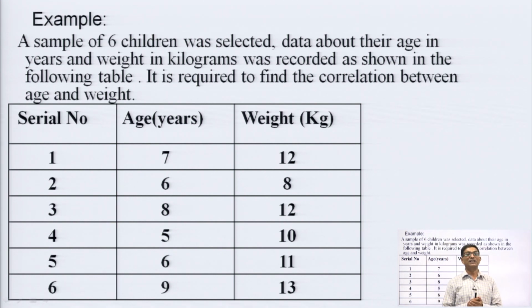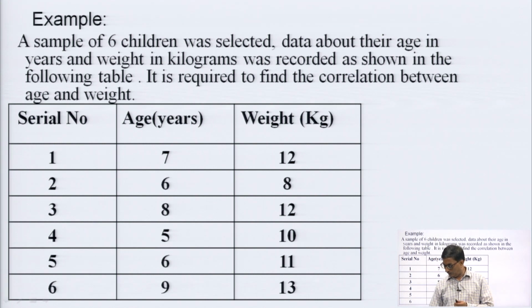A sample of 6 children was selected, and data about their age in years and weight in kilograms was recorded as shown in the following table. It is required to find the correlation between age and weight. We have 6 children, and their ages are 7, 6, 8, 5, 6, 9 years, and weights are 12, 8 and so on up to 13 kilograms.